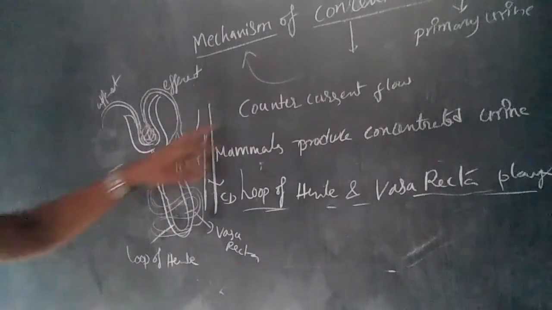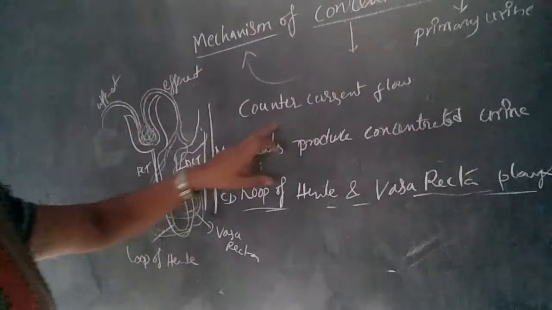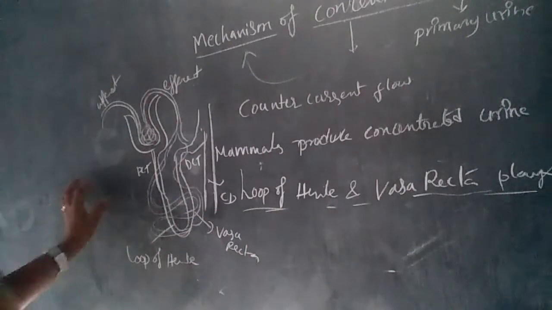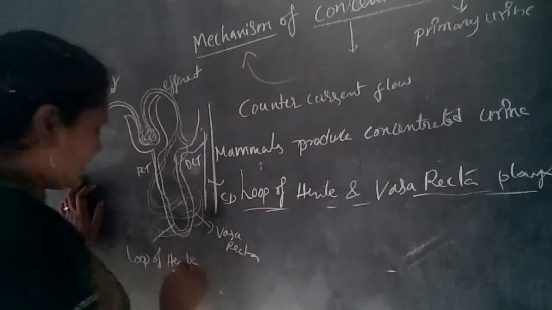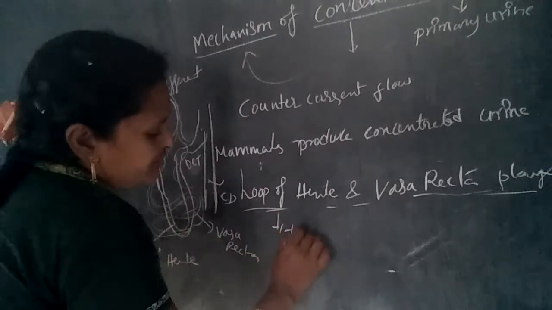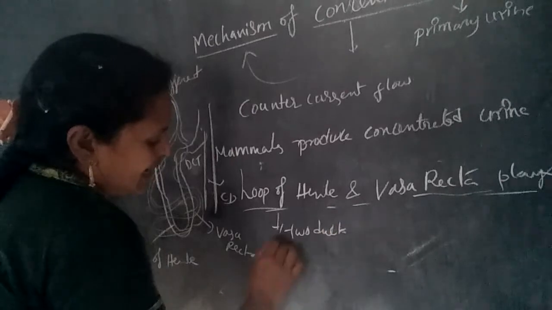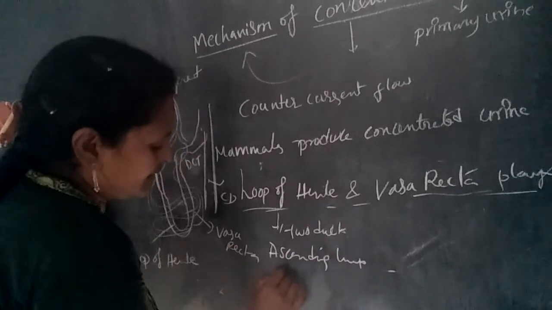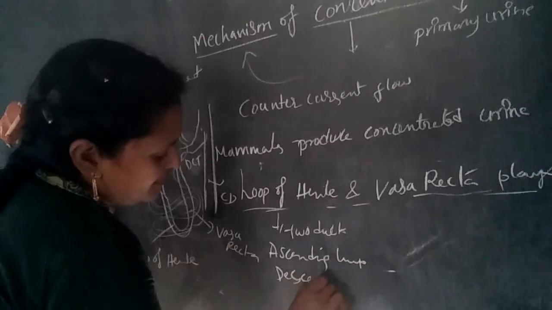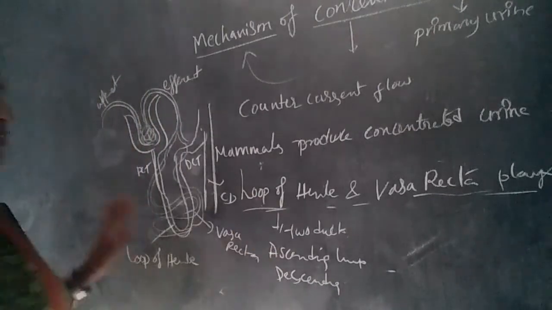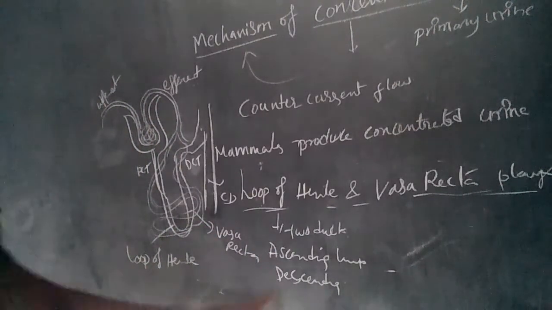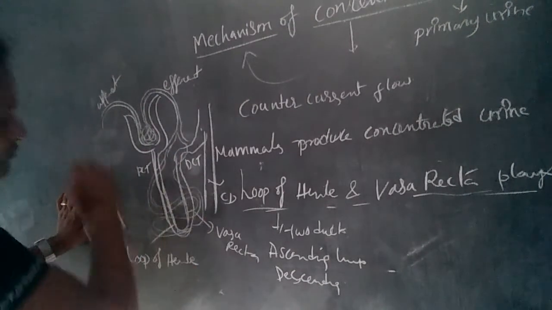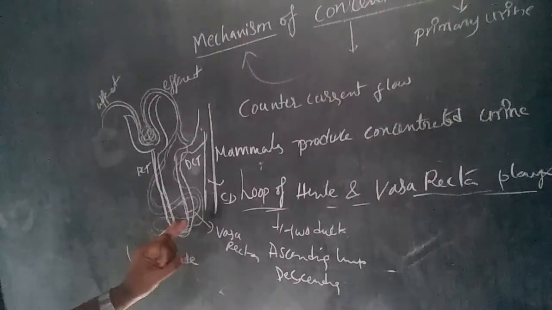So counter current flow is the mechanism of concentrating the filtrate, and the loop of Henle and vasa recta play an important role. First of all, the loop of Henle has mainly two limbs, the ascending limb and the descending limb. Here we consider the blood flow, the water flow, and the filtrate flow.